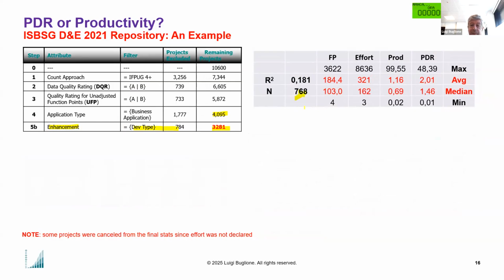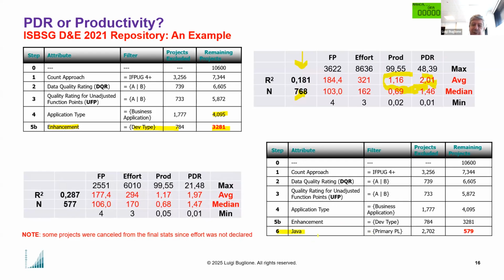Sorry, here there is a typo. I'm going to fix it. R square is lower, and so it's important information because it means that the distribution of the effort by the ABC type, as we were introducing before, could differ a lot among whole projects. But it's important to note that these ranges in terms of productivity and PDR, average and median values, are not so different.